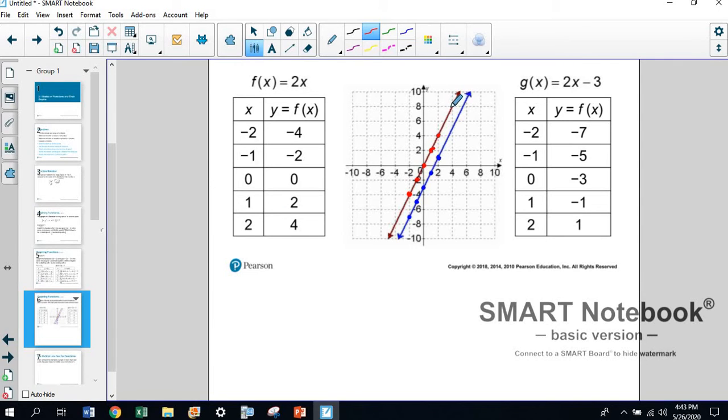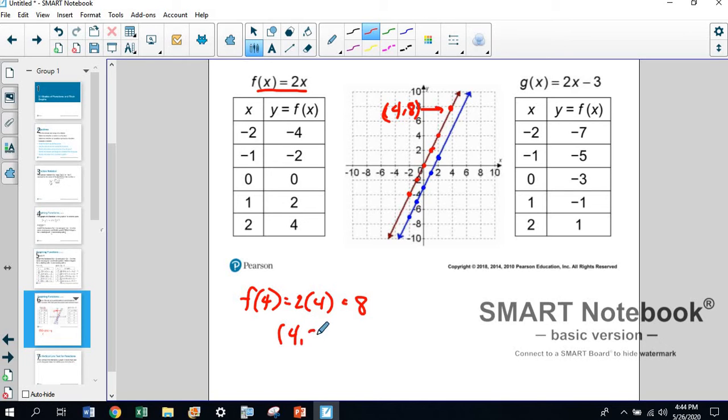Take a look at this point right here. This point right here is what? That's the point (4, 8). That's what that point is right there. It's on the red line. Guess what happens if you plug in 4? 2 times 4 is equal to what?